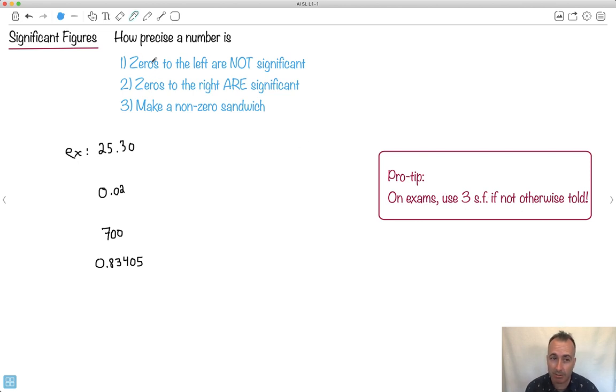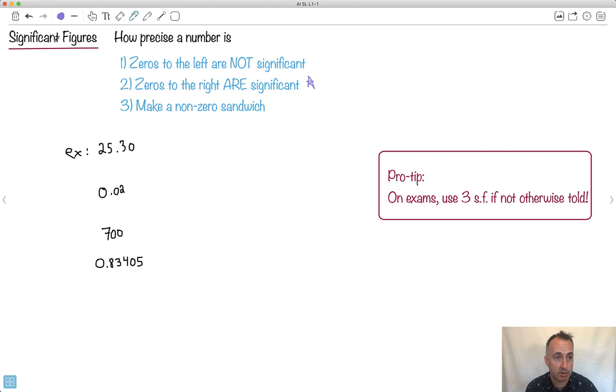So on average, we say that zeros to the left are not significant. On average, we say that zeros to the right are, but there's a caveat here. We have to be careful with that one. Not always, though. Watch out. And then I'm going to talk to you about making a non-zero sandwich, and what do I mean by that?